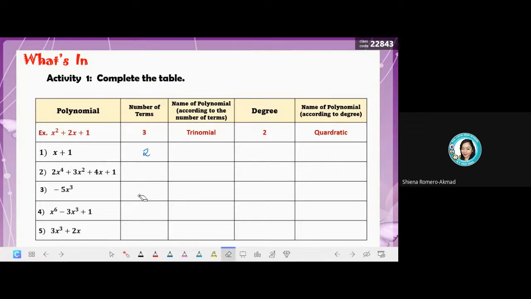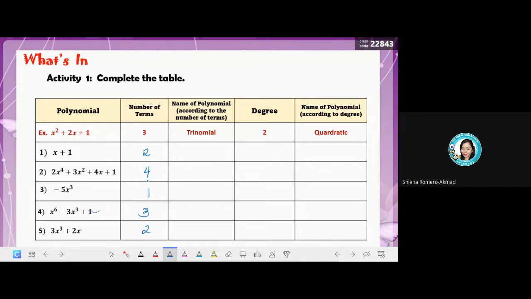Number 3. Sa number 3, 1. Correct? Ano yung 3? Number 4, 3. So, for number 4, there are 3 terms. And for number 5, 2. So, dito, meron tayo 3 terms. And dito, 2. Okay? So, now, let us have the degree.